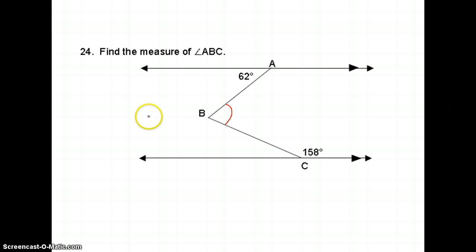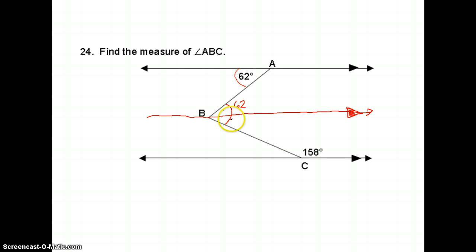So, if we draw another line right through here, even if it doesn't look it, and we say that's parallel, then we can see two different problems here and two different angles that we can add together to get the whole angle. So up here, we've got two parallel lines. This angle here is going to be congruent to this angle right here. Therefore, this angle must also be 62.